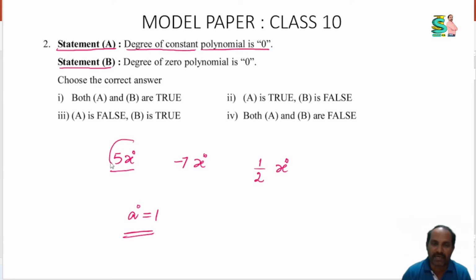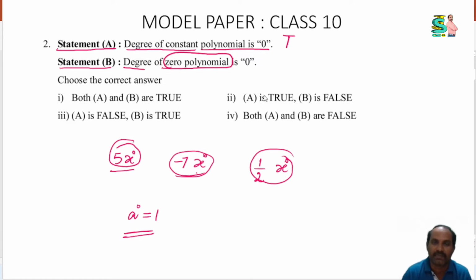Then what is the degree of this whole term? The exponent of the variable is 0. Here also the exponent of the variable is 0, and here also 0. That's why the degree of a constant polynomial is 0. That's why this one is true. Okay, now next, degree of the 0 polynomial.